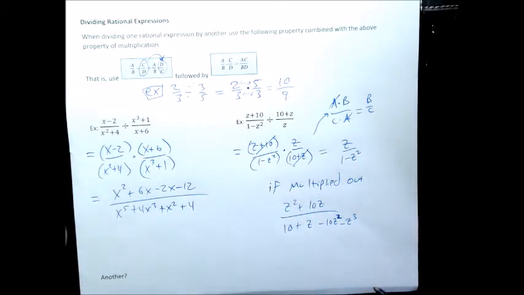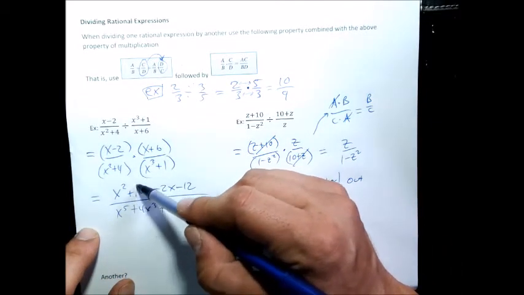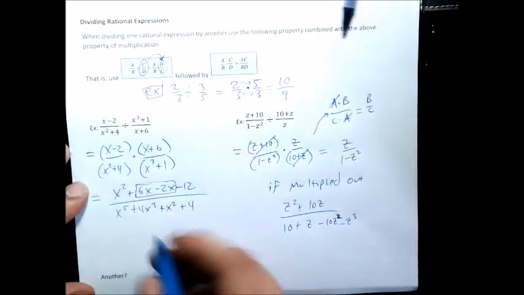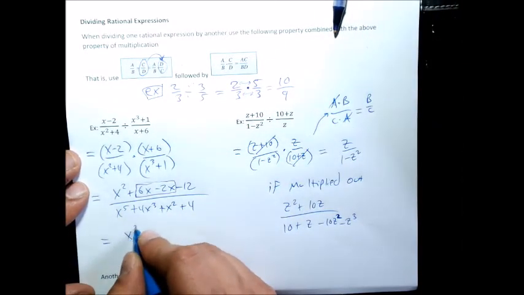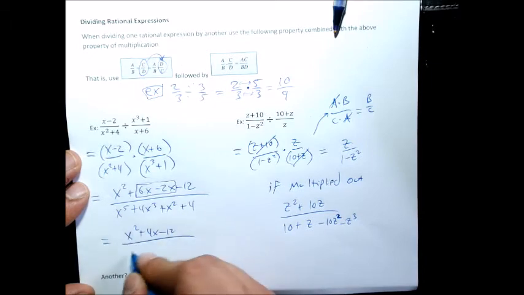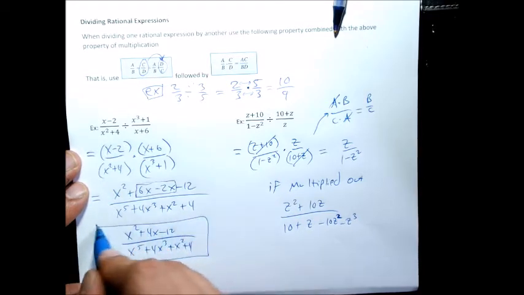And then when I'm looking at that, I'm trying to simplify it, right? And the only thing I can see to simplify is we've got a plus 6x and a minus 2x. And so we can combine those, and we'll get x squared plus 4x minus 12 over the same denominator, right? There's nothing to combine in the denominator. So we just leave it. And that's a nice answer.